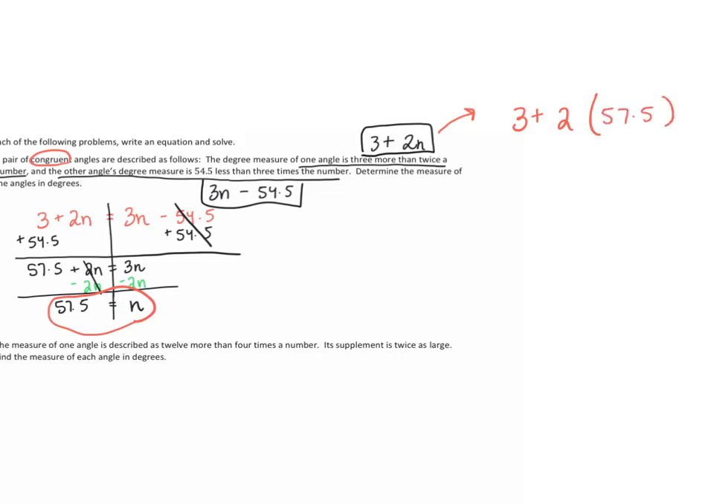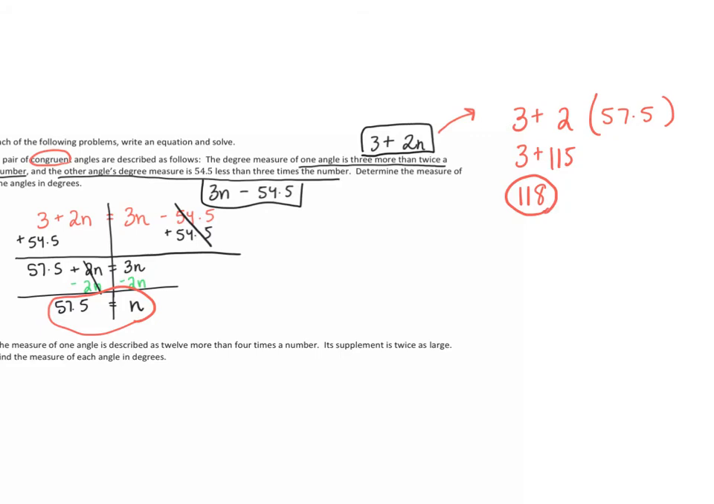Because that's what I got for n. Okay? So if I do this in my calculator, 57.5 times 2, I get 115. So this becomes 3 plus 115, and that becomes 118. So this is the measure of my first angle.